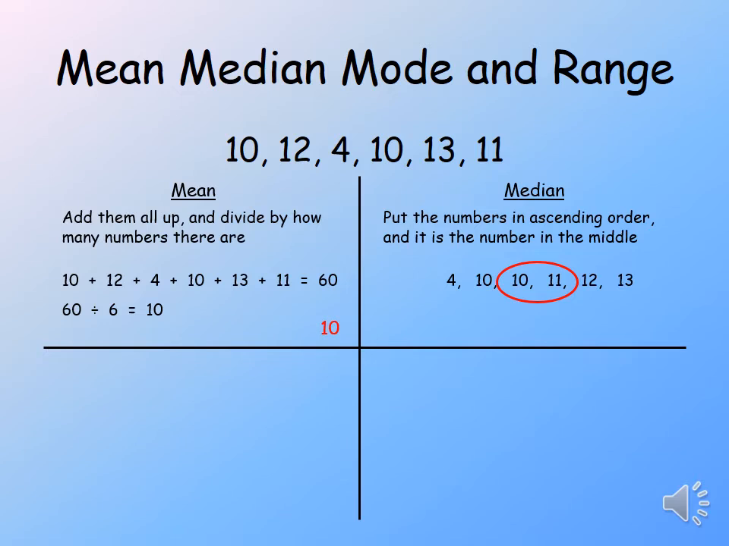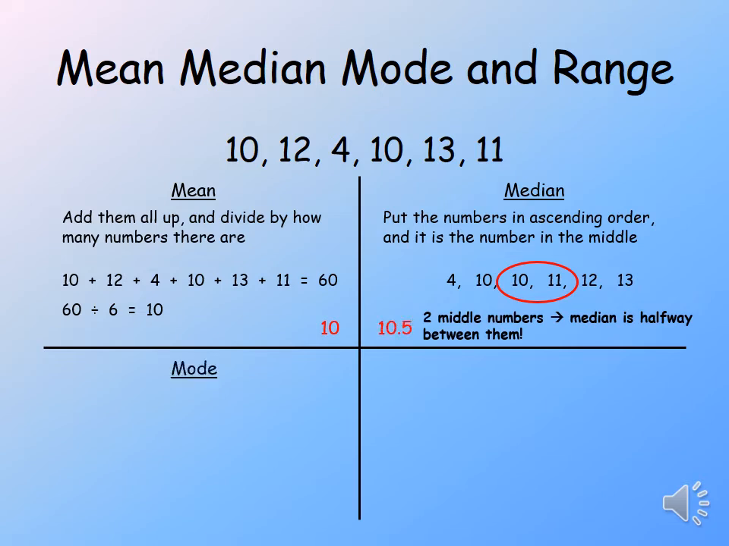So what we do is we add the 2 numbers up. 10 and 11 is 21, and 21 divided by 2 is 10.5. So the median number is 10.5.